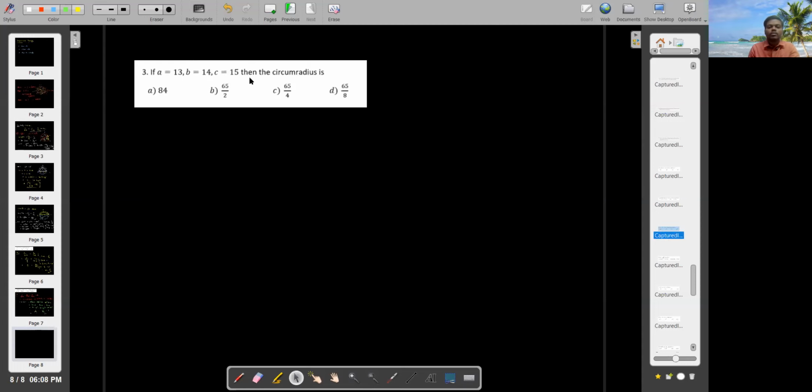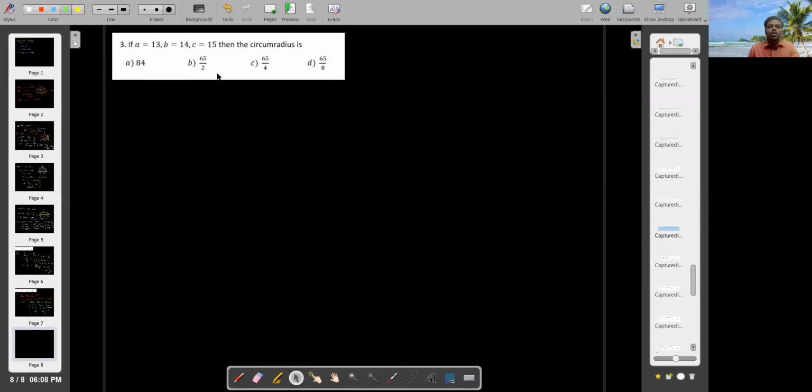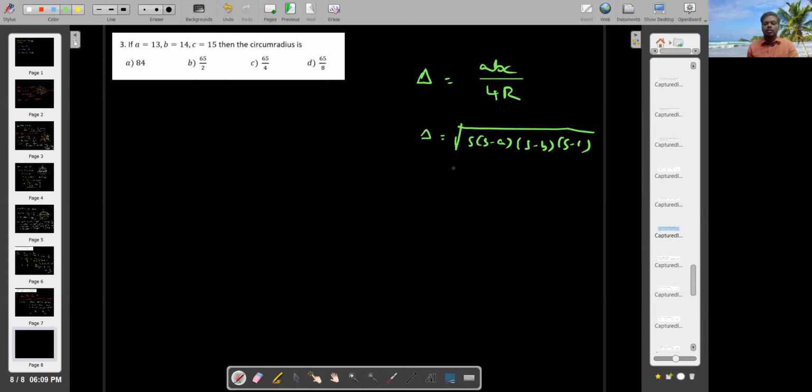Then let us go to the next one. So the lengths of ABC are given. Then find the circumradius. Then we should know the area of a triangle formula: area of triangle equal to abc by 4R. When the sides of a triangle are given, to find its area we can use Heron's formula: square root of S into (S minus a) into (S minus b) into (S minus c), where S is the semi-perimeter. So S equal to (a plus b plus c) by 2.